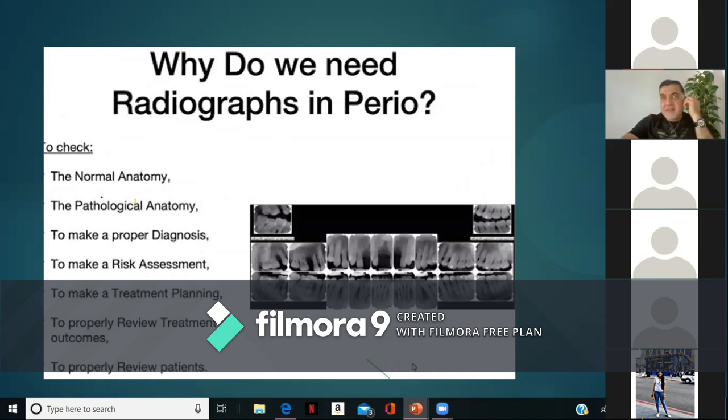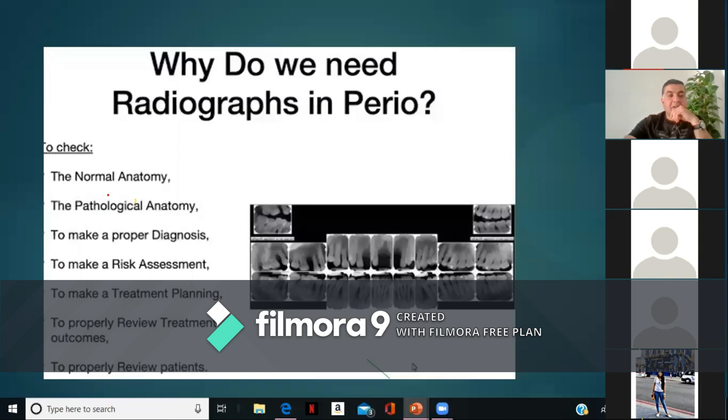X-ray, you can't diagnose only with X-ray. X-ray is a tool that helps you get your diagnosis. That's why we said when we need to get our diagnosis, we need BPE, we need 6-point charting, we need X-rays, we need medical history. All together will give us our diagnosis.